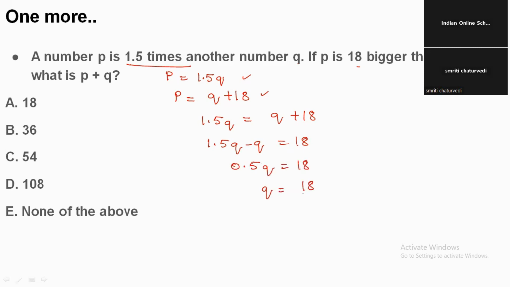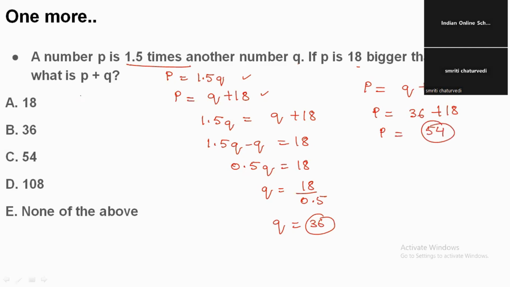Okay, then what will be the value of Q? The value of Q will be 18 divided by 0.5. When we divide 18 by 0.5, we get 36. So the value of Q will be 36. If the value of Q is 36, then what will be the value of P? Here we can see that P is equal to Q plus 18. So the value of P will be 36 plus 18, which gives us 54.